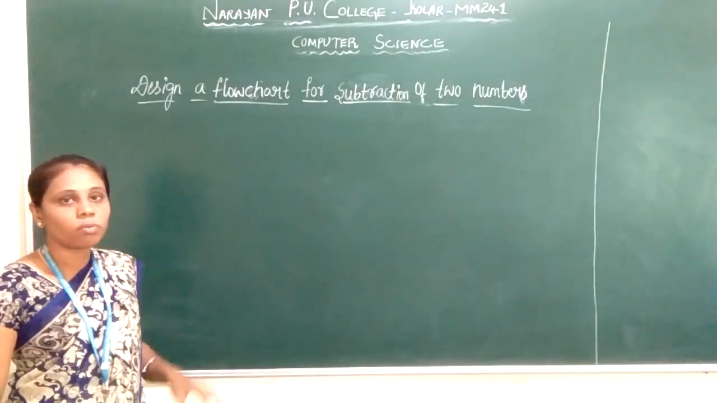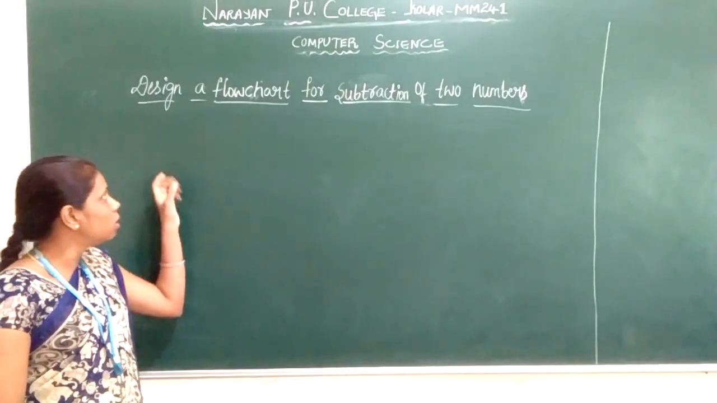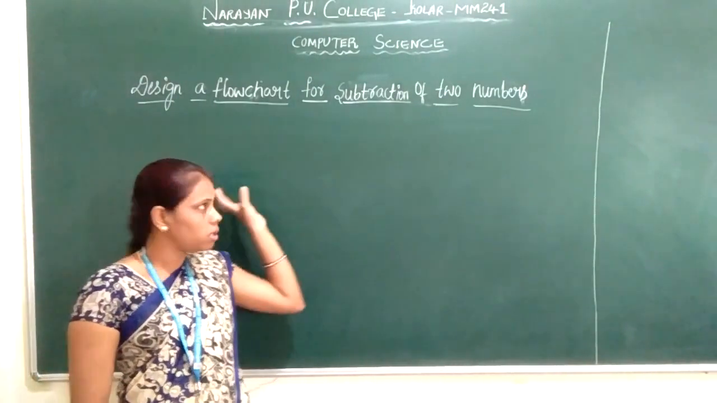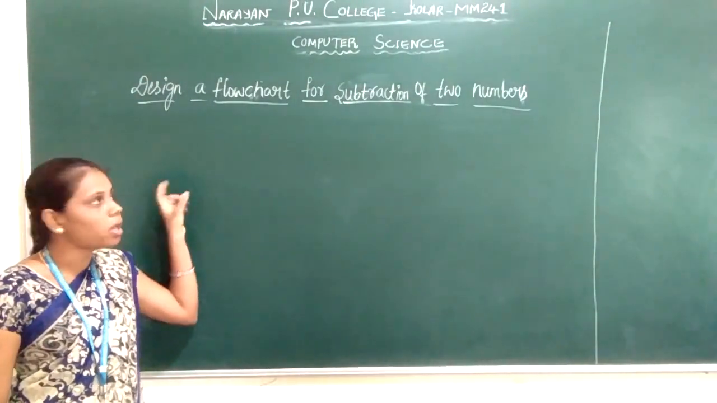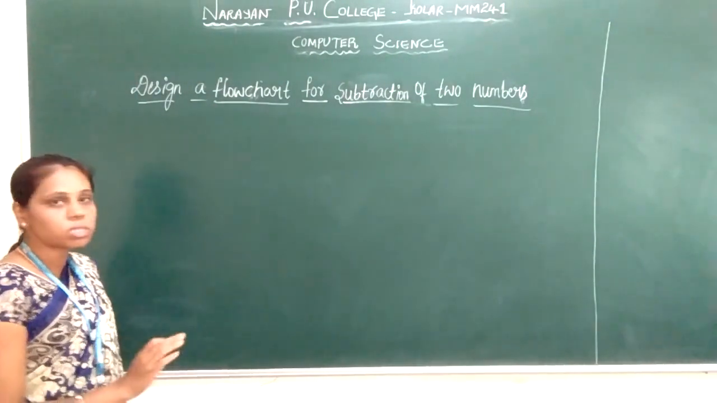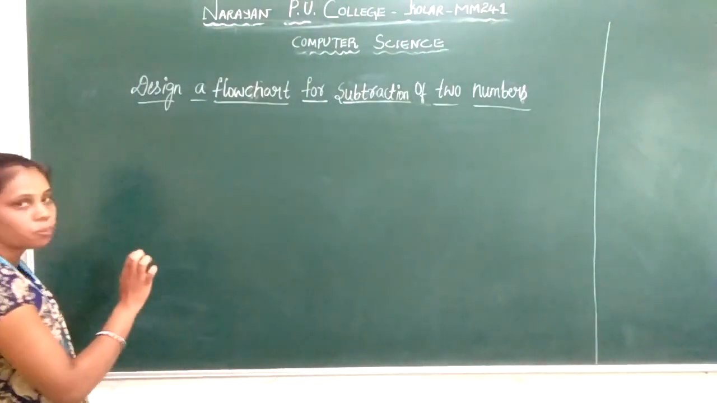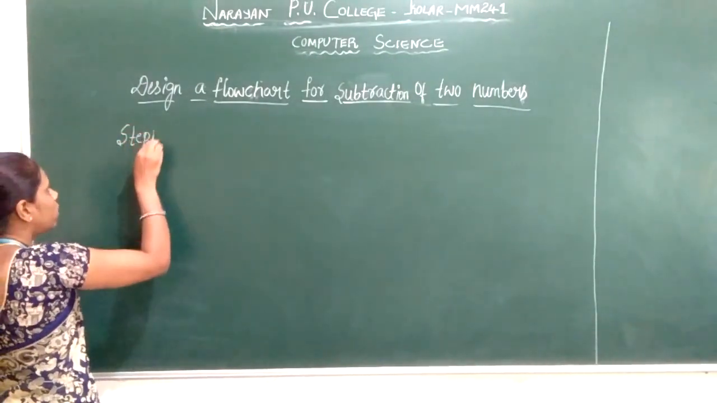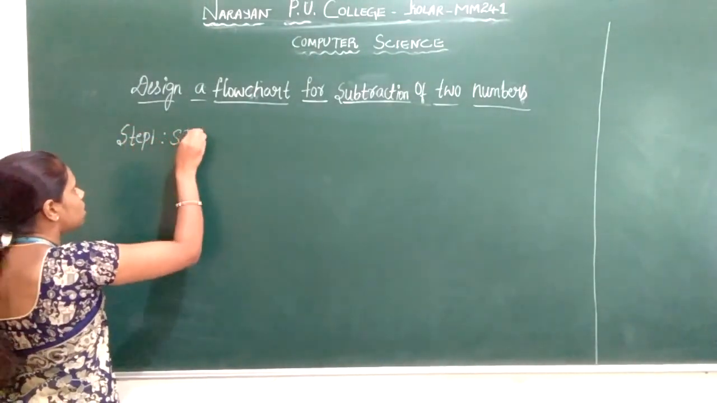Now we'll see one more example for flowchart, that is, design a flowchart for subtraction of two numbers. In the last example, we have seen the addition of two numbers. Now we will see subtraction of two numbers. First, we design an algorithm for subtraction of two numbers. In step 1, always step 1 will be start.